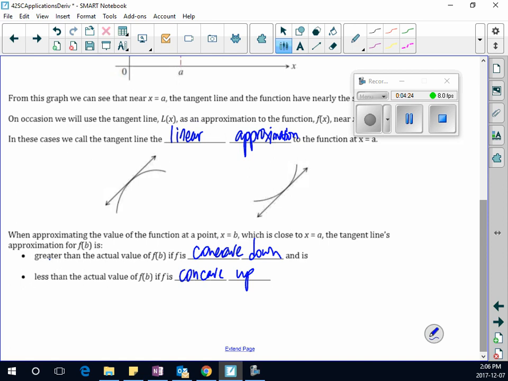Again, I'll repeat. The tangent line approximation is either greater than or less than the function, depending on whether it's concave up or down. So we're comparing the tangent line. Do you see that it would be greater than for concave down? And this tangent line would be less than when it's concave up. Does that make sense to you? Okay.